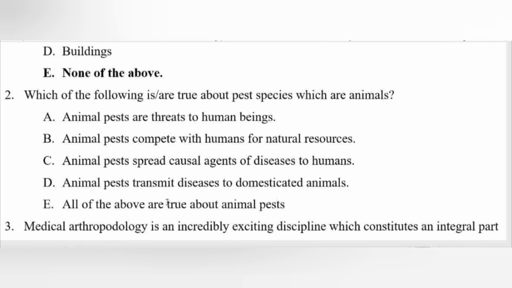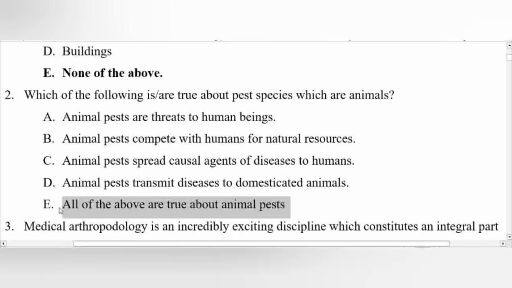The option B says animal pests compete with humans for natural resources. Option C says animal pests spread causal agents of disease to humans. And then D says animal pests transmit diseases to domesticated animals. Then E, all of the above are true about animal pests. So which one should be your best answer? Yes, I think the best answer should be all of the above.